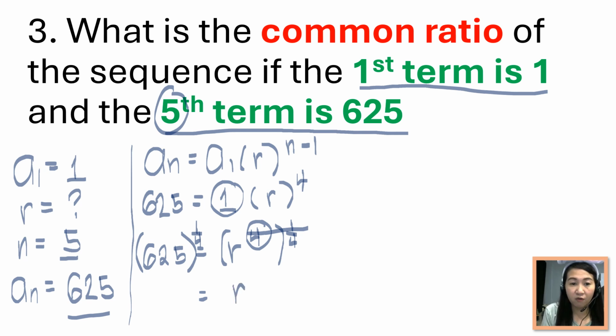And then the meaning of 625 raised to 1/4, that is the 4th root of 625. By the way, let me just explain. Maybe you're asking, Mom, why do we have to cancel 4? Why do we have to cancel 4 when we multiply it to 1/4? Okay, let me show the solution here.